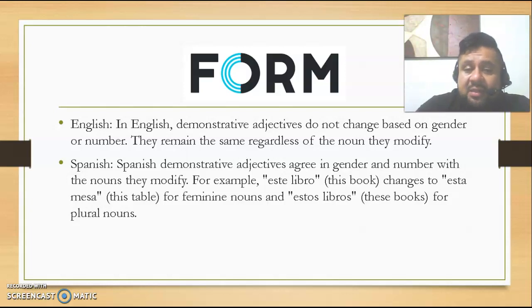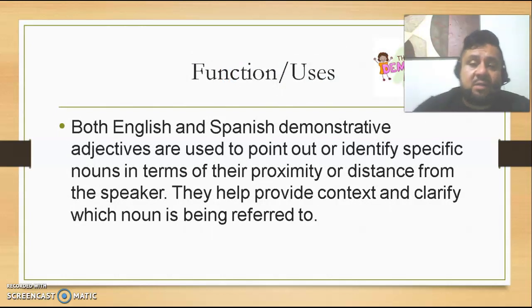In English, the demonstrative adjectives do not change based on gender or number. They remain the same regardless of the noun they modify. In Spanish, the demonstrative adjectives agree in gender and number with the nouns they modify. For example, este libro, this book, changes to esta mesa, this table, for feminine nouns, and estos libros, these books, for plural form.